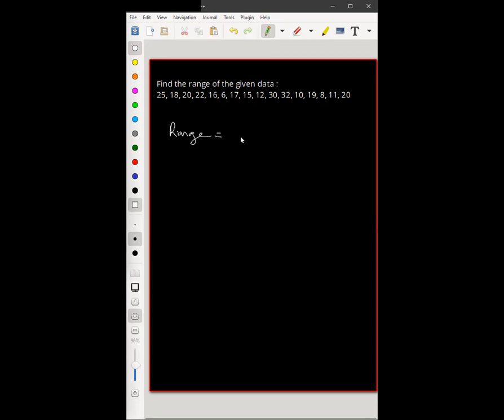Yeah, it's correct, Arpita, 26, right? So the highest value minus the lowest value. So we arrange this in ascending and descending order, which will be 32 minus 6, which is 26. Good, at least one answer all of you got correct. Okay.